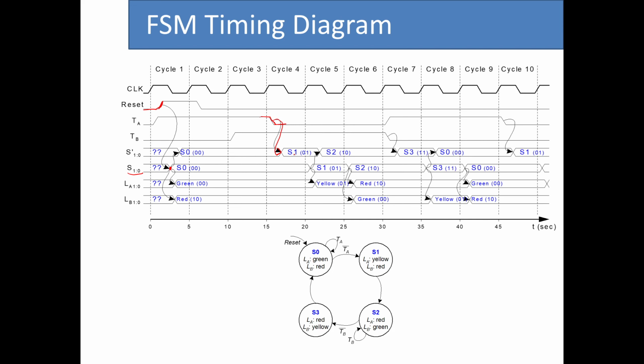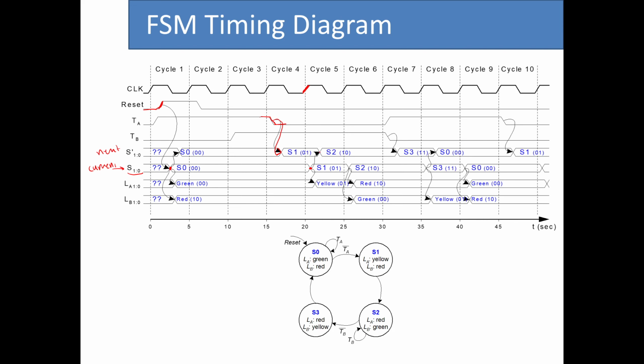So on the edge of the clock, we go to S1, and then we stay there until the next edge of the clock. We conclude that the next state would be S1, but this is still not being stored in the system, right? So this is S prime. On the next edge of the clock, this next state would be saved into the current state. So this is the current state. This is the next state.